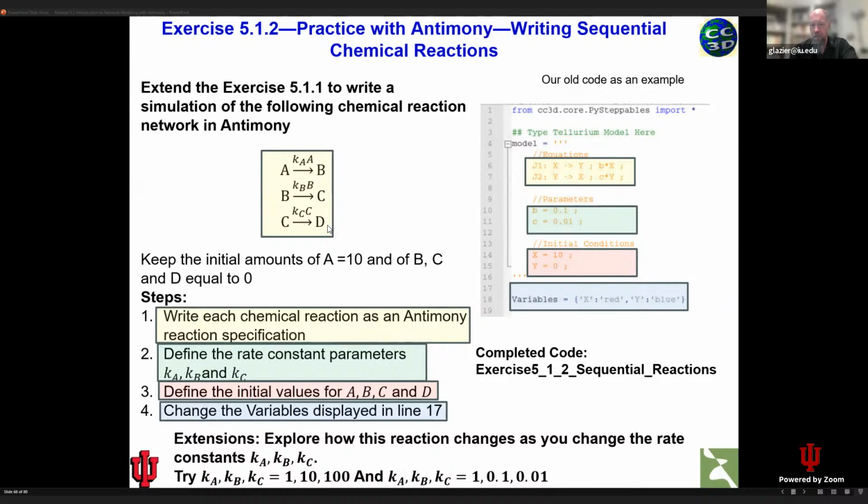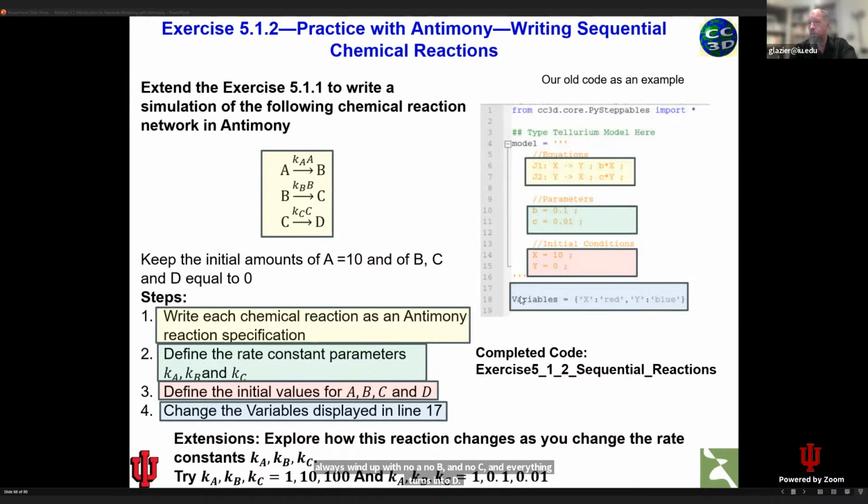There's a question: what are the variables we're changing in line 1? I think you mean step 1, perhaps? You are changing the yellow. That's why it's coded like this. Instead of X goes to Y and Y goes to X, you're going to write A goes to B, B goes to C, and C goes to D.